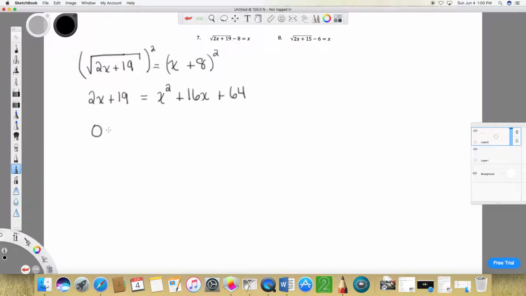So if we take away 2x from each side, and if we take away 19 from each side, what would that be? 25? Let me... I'm embarrassed that I am not very good at mental arithmetic. 45. Yeah, that didn't look right to me. Not 25, but 45. I thought, man, that doesn't look right.